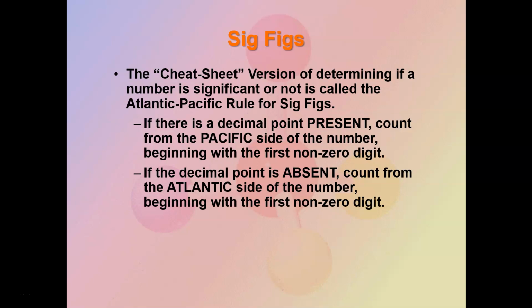So this is the second way of doing it. Memorize the rules, do Atlantic Pacific, doesn't matter to me, but you will be using sig figs until May, so make sure you have them down.